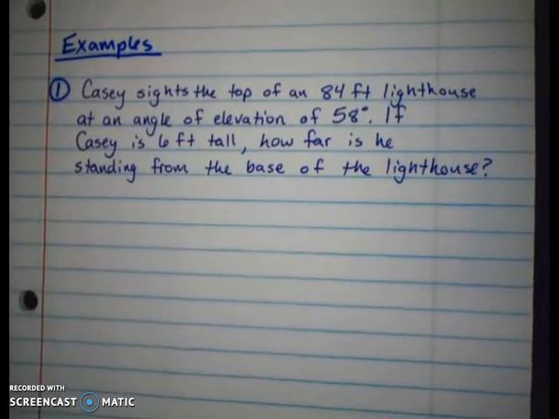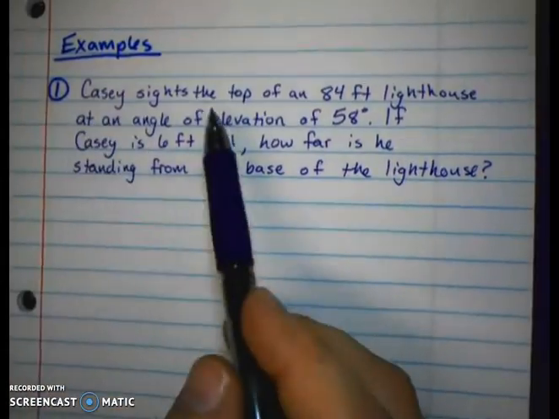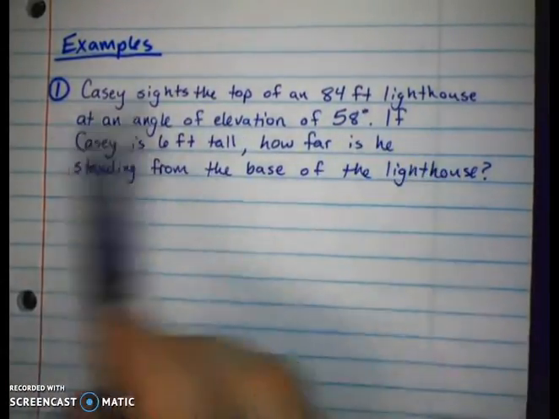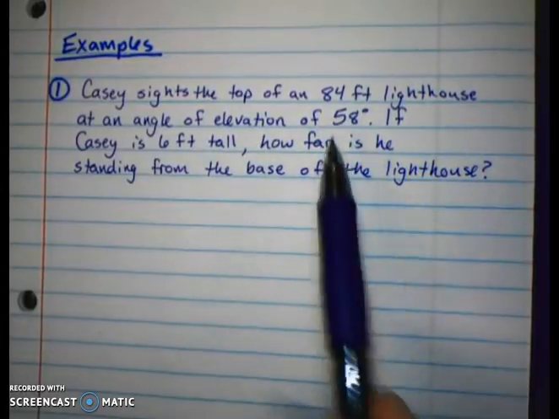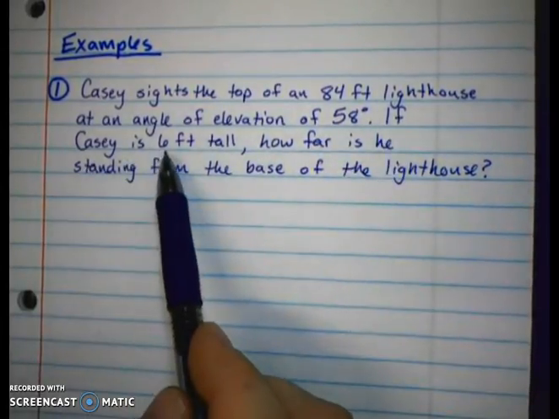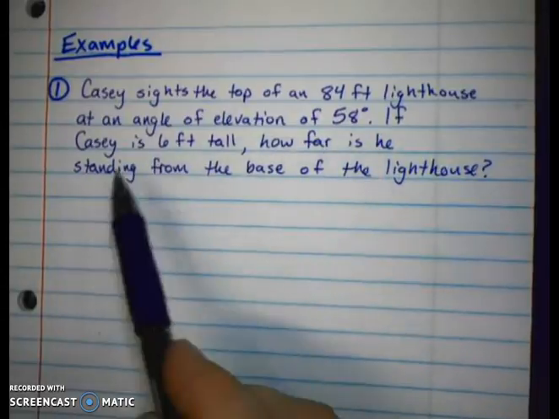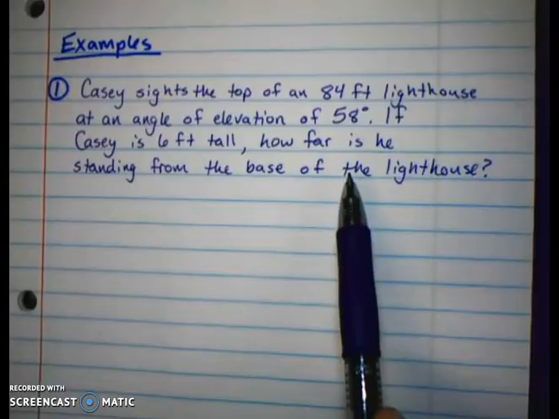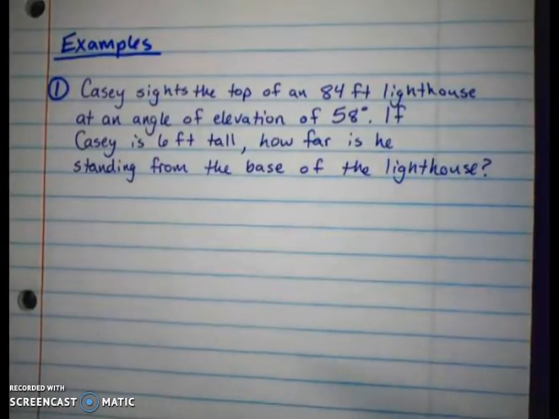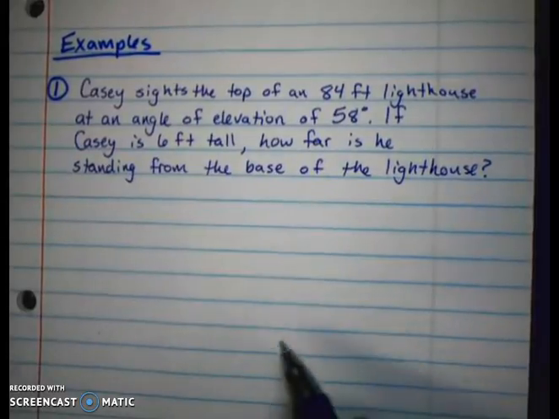Alright, here's our first example. Casey sights the top of an 84-foot lighthouse at an angle of elevation of 58 degrees. If Casey is 6 feet tall, how far is he standing from the base of the lighthouse? So we need to draw a picture of this to identify what kind of angle we're using and how we can use trigonometry to solve that problem.